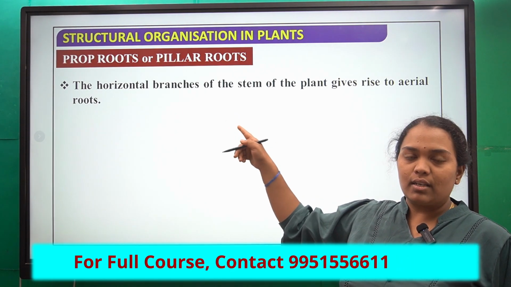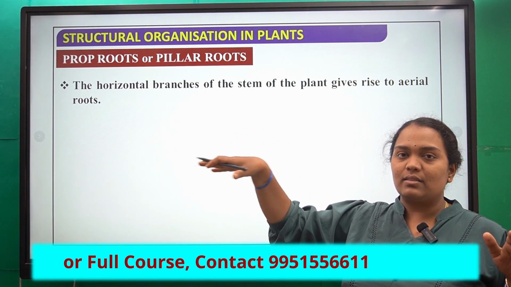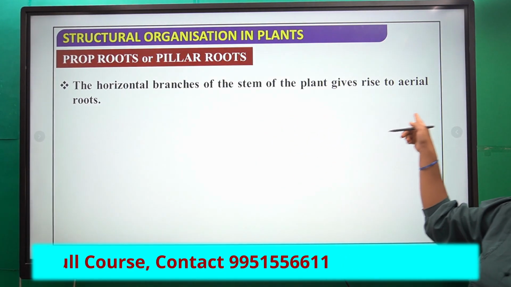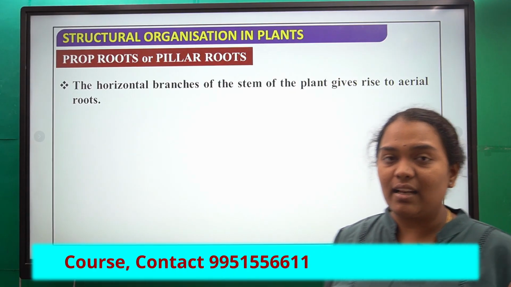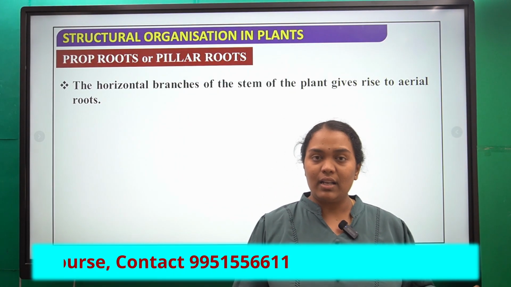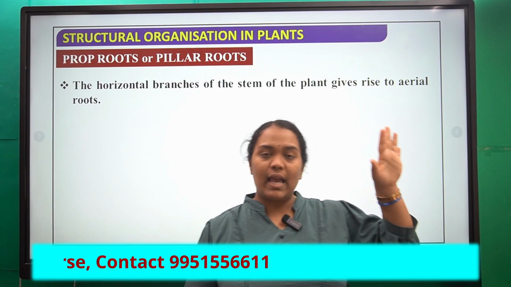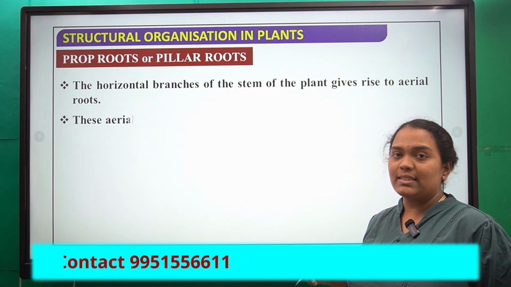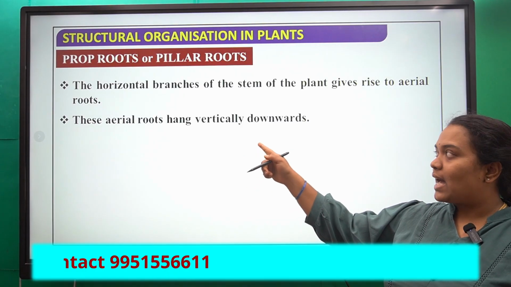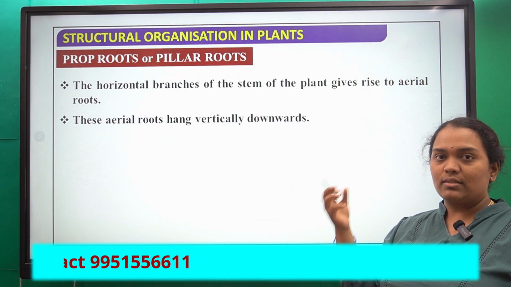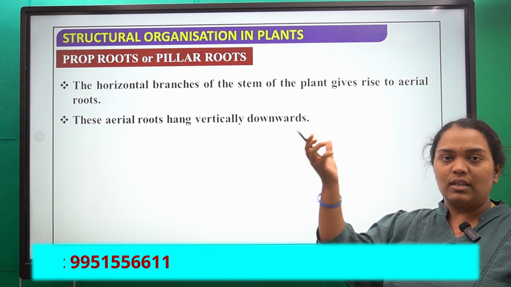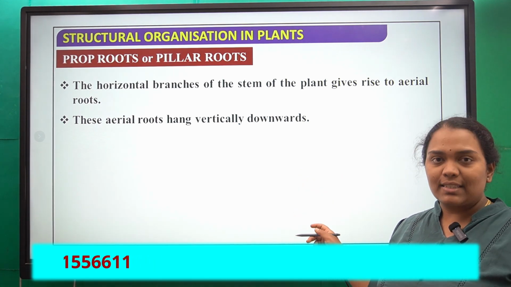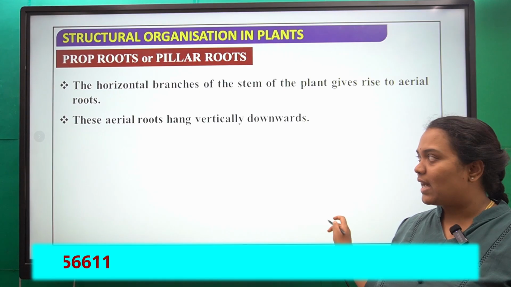The horizontal branches of the stem of the plant give rise to aerial roots. Horizontal means they are always in this plane. Why are we saying aerial roots? They are not growing under the soil, but are growing in the air from the stems or from the branches. That's the reason they are called aerial roots. These aerial roots hang vertically downwards. Roots are formed perpendicular to the horizontal branches. They grow towards gravity, so they are positively geotropic.